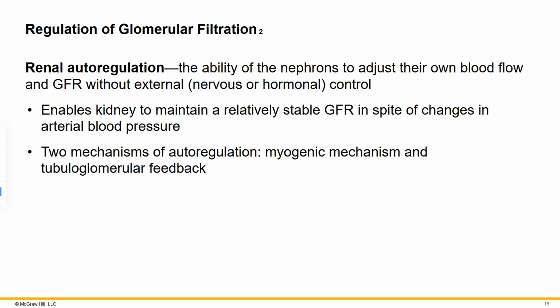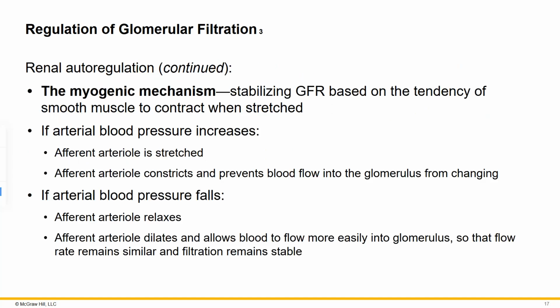Renal autoregulation is the ability of the nephrons to adjust their own blood flow and GFR without external nervous or hormonal control. It enables the kidneys to maintain a relatively stable GFR in spite of changes in arterial blood pressure. So even if our blood pressure goes through the roof for whatever reason, or if it drops down super low, our glomeruli have the ability to control their own destiny. 2 mechanisms of autoregulation: myogenic mechanism and tubuloglomerular feedback.